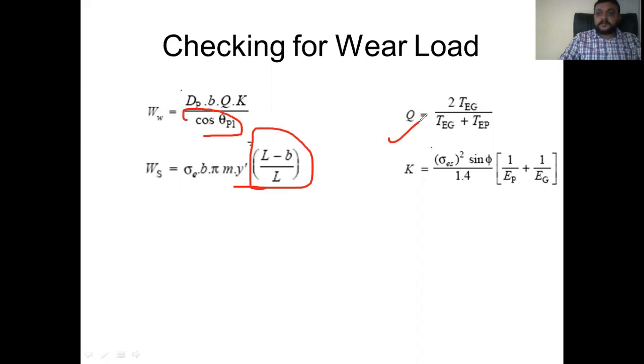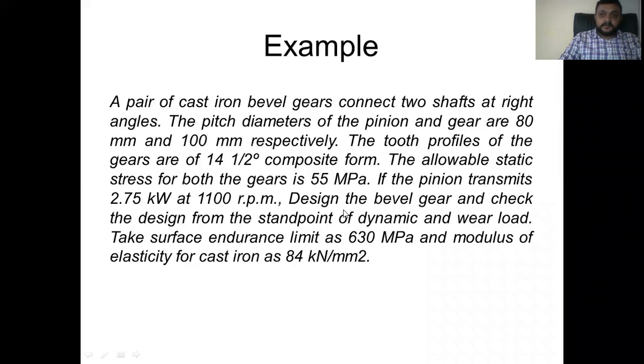And for calculating the Q ratio factor, you have to use the equivalent number of teeth rather than the normal number of teeth. K is not given, you can use it from the endurance limit. And in the same way, you can check Ws, Wd, and W as well.